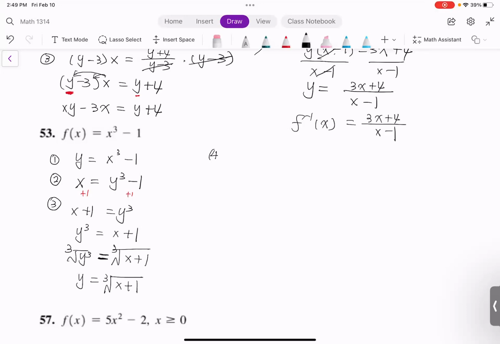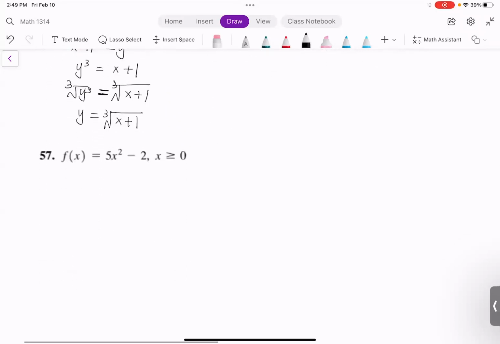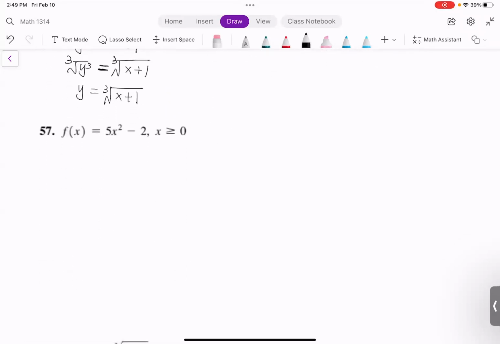So number 4, replace the y. We found the inverse function, the cube root of x plus 1. So this is the inverse function. Okay, let's see number 57. Number 57 gave us a restriction on the x. Will that be helpful when we are solving it? Okay, let's solve it by the 4 steps.